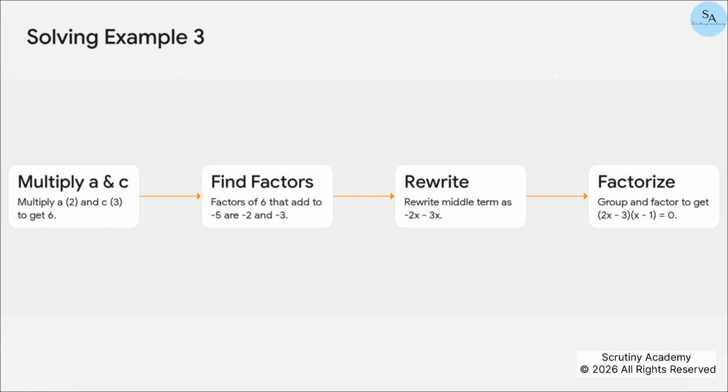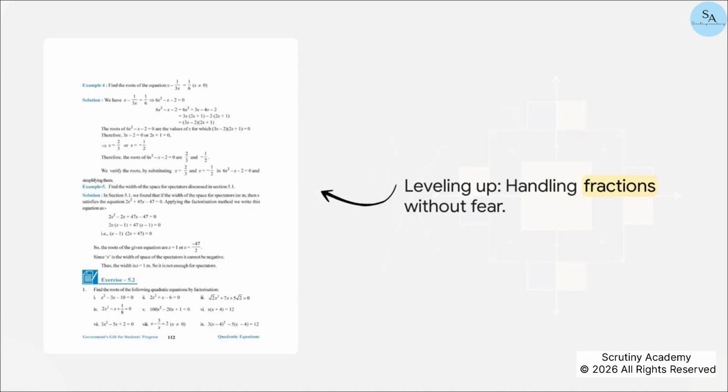Notice how that middle term, the negative 5x, just beautifully splits into negative 2x and negative 3x right there. So now we've got our four pieces. We group them, pull out the common factors, and we are left with two linear factors: 2x minus 3 multiplied by x minus 1 equals 0. This tells us our roots. Those exact spots where the curve hits the 0 line are 3 over 2 and 1. You are doing fantastic. Seriously.